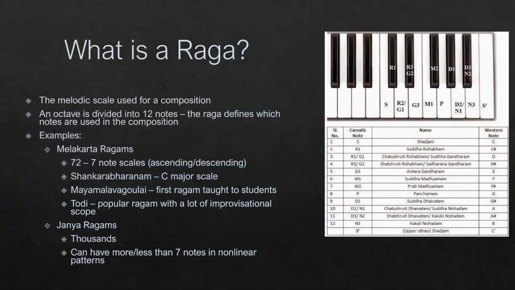A raga is the melodic scale that is used in a composition. There are different types of ragas. In an octave, there are 12 notes, and you can pick a certain subset of these notes, and they'll define what is called the scale or the raga for a given composition. The different types of ragas are Melakarta ragas, which are the base scales, and from those you can subdivide further and get Janya ragas.